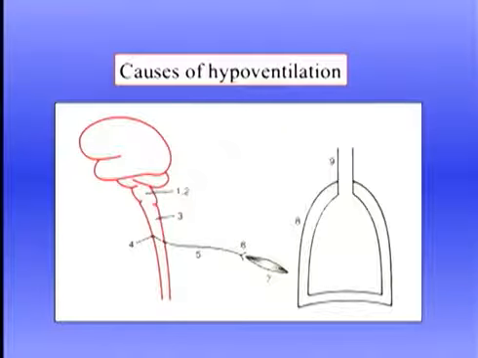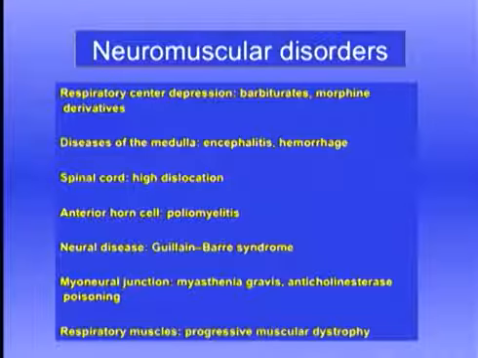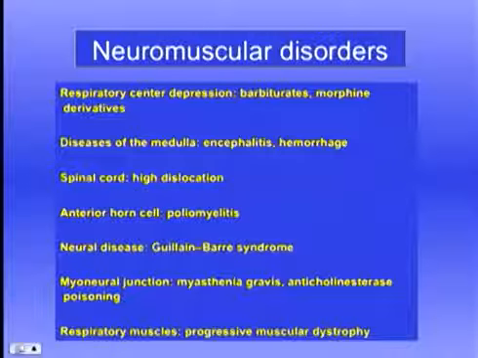And so if we use a cartoon like this, we can start with the respiratory center depression, and that can be caused by drugs such as an overdose of barbiturates or morphine derivatives. In addition, we can have diseases of the medulla. Encephalitis can do this. Hemorrhage, a stroke in the medulla can be responsible.